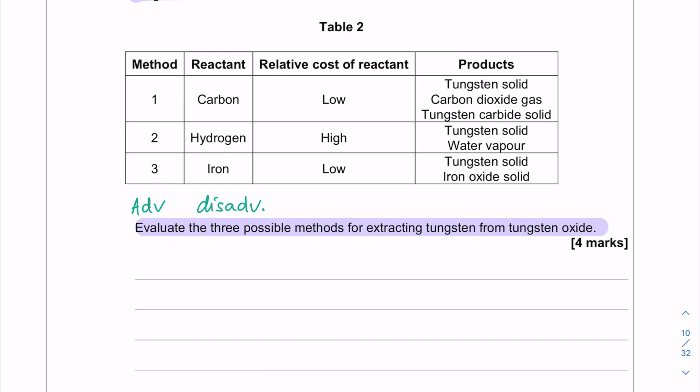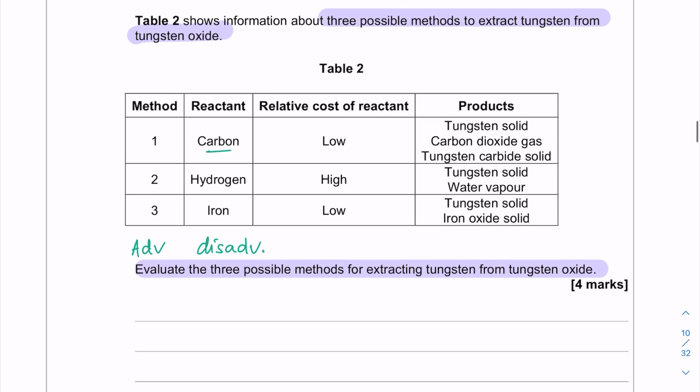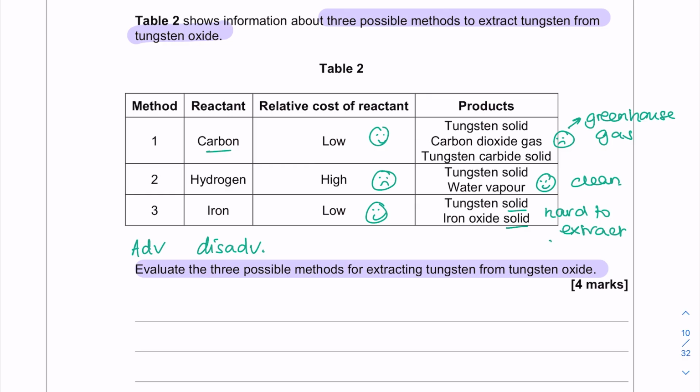So if we're using carbon as the reactant, good things are that it is a low cost. However, bad things include the carbon dioxide gas, because remember that's a greenhouse gas leading to global warming. If we take hydrogen, the bad thing is that it has a high cost, but the products are good because you only get water vapour, so that's very clean. Iron, low cost, so that's good. Products, iron oxide solid. Because these are both solids, it's going to be hard to extract the tungsten.